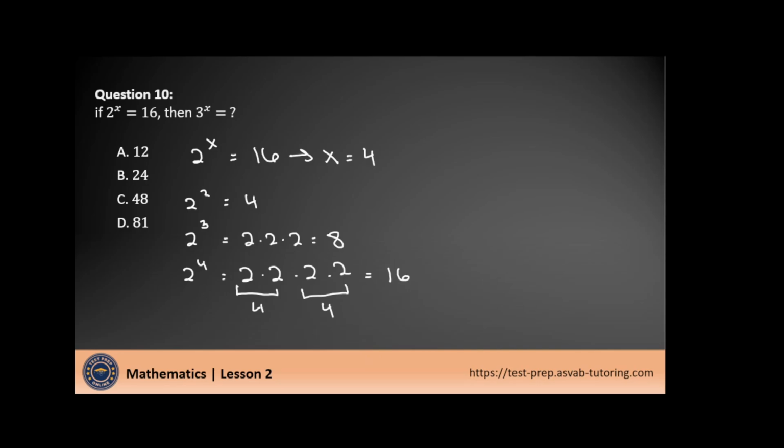Okay, now we can do the second part. 3 to the 4, which equals 3 times 3 times 3 times 3. 3 times 3 is 9. 3 times 3 is 9. And we know that 9 times 9 is 81.